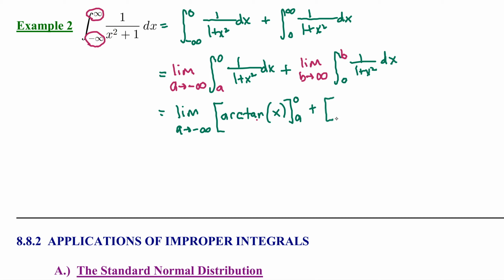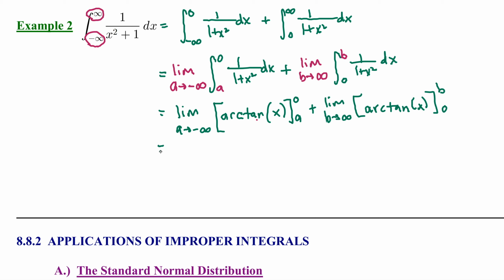Notice we get the same antiderivative here, arctangent of x, and this one is, oops, I lost my limit operator. Let me go back and pick that up. Limit b approaching infinity, arctangent of x, and this one is going to run from 0 to b.